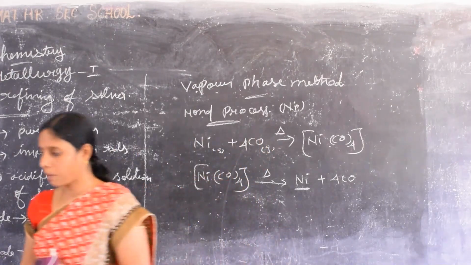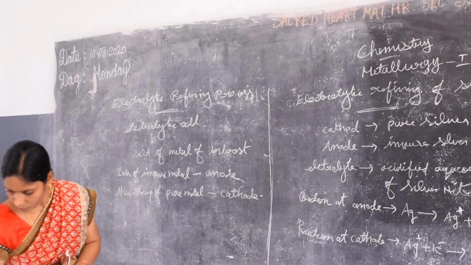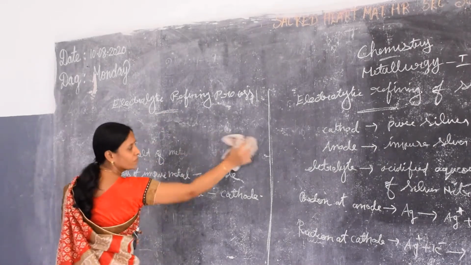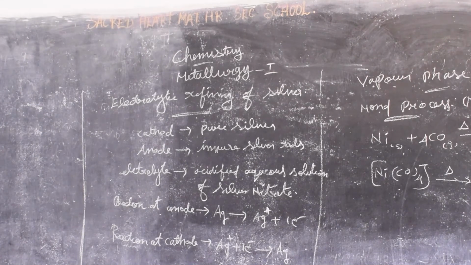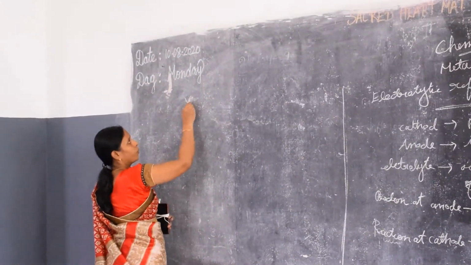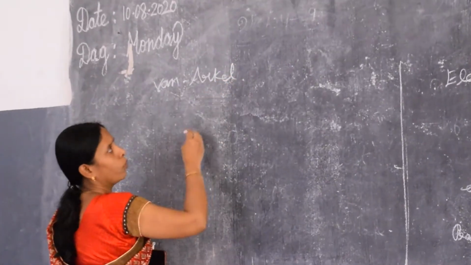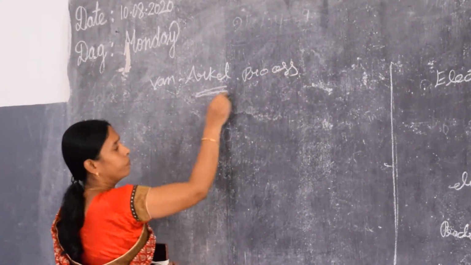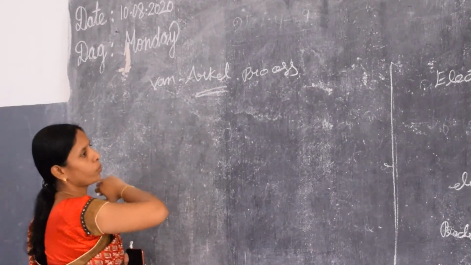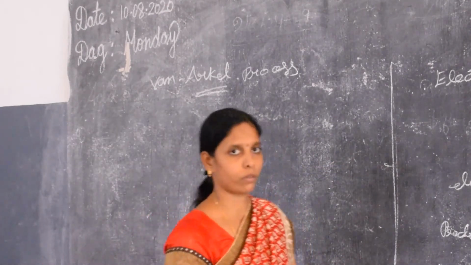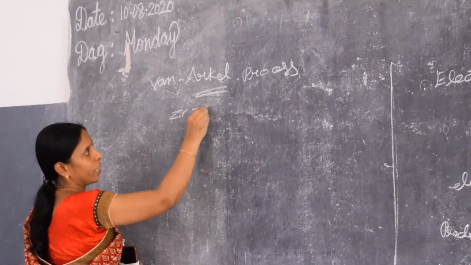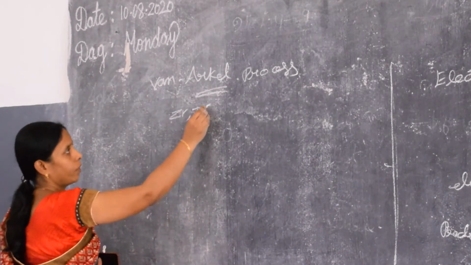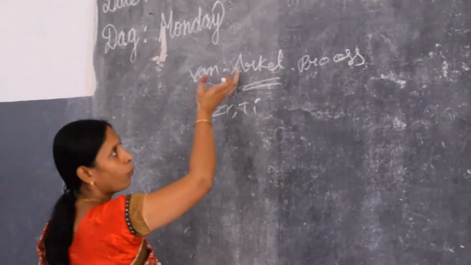Next one, the Van Arkel process. This is also a vapor phase method, like the Mond process. The Van Arkel process is especially for zirconium and titanium. So zirconium and titanium can be refined by using the Van Arkel process.